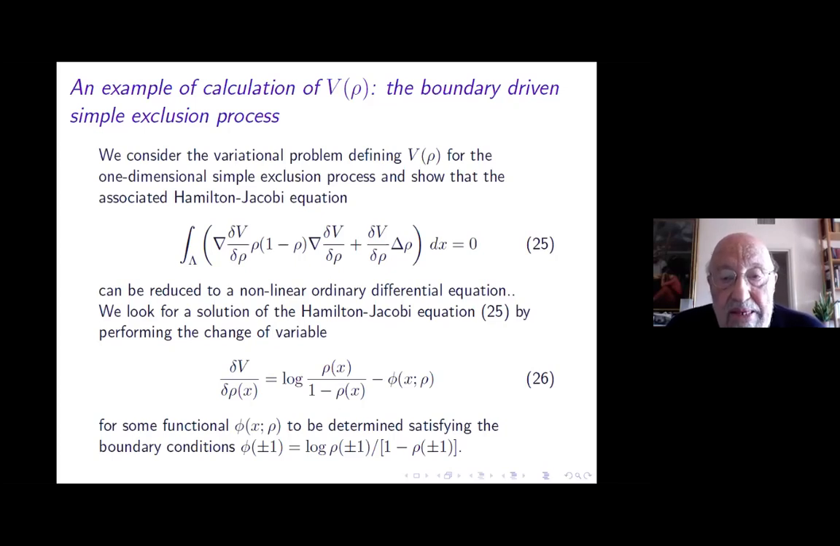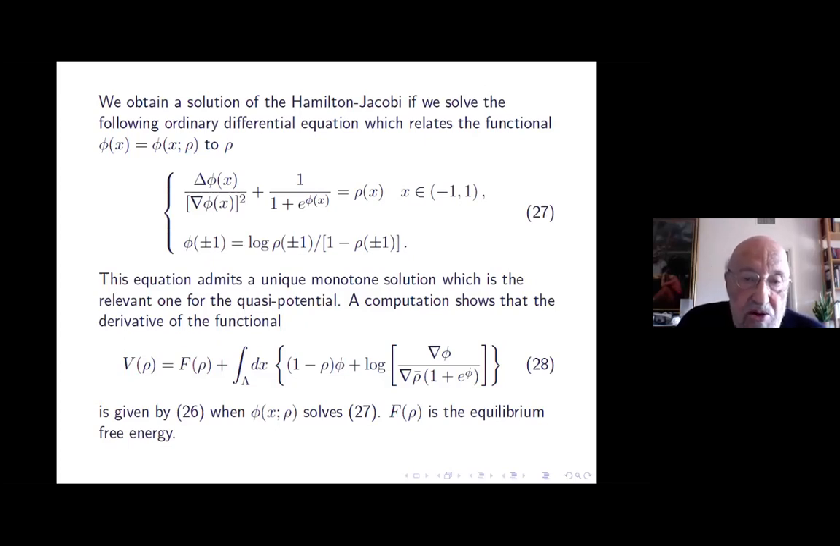And this equation can be solved, by solving an associated nonlinear ordinary differential equation, and then you get this formula 28, in which this non-equilibrium free energy is equal to the equilibrium free energy plus a term which is clearly non-local in space, because the solution of this nonlinear differential equation is a very complicated functional of the thermodynamic variable rho. So this is what induces long-range correlation in non-equilibrium.